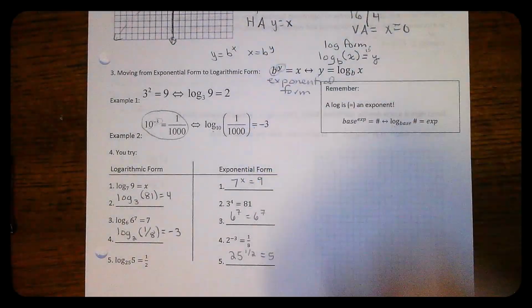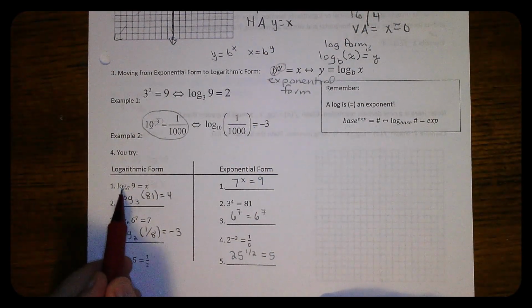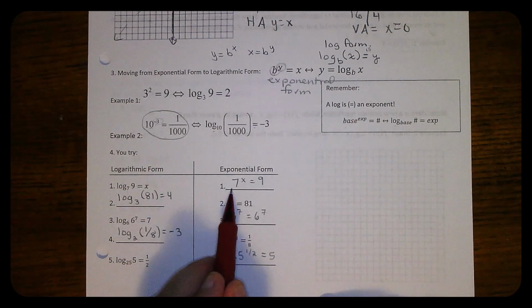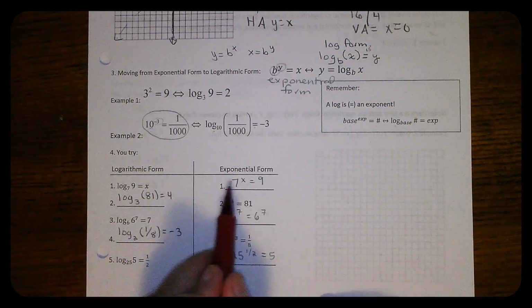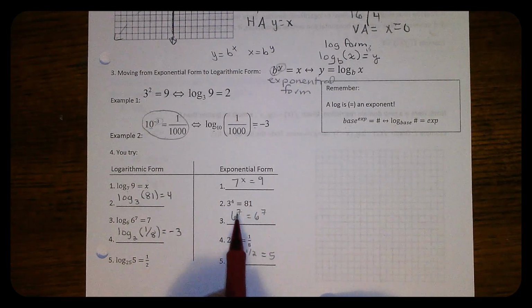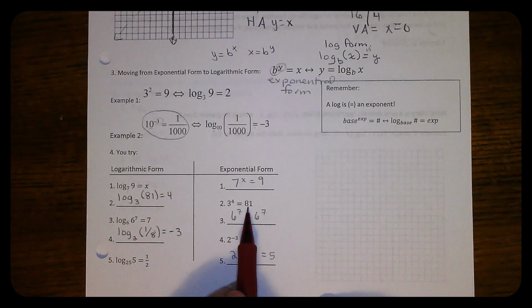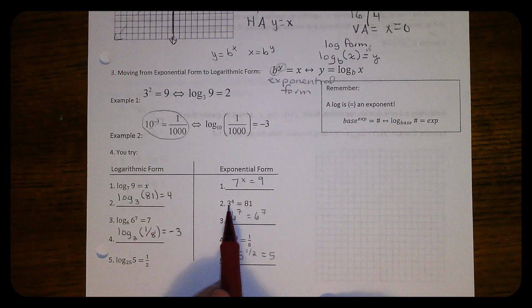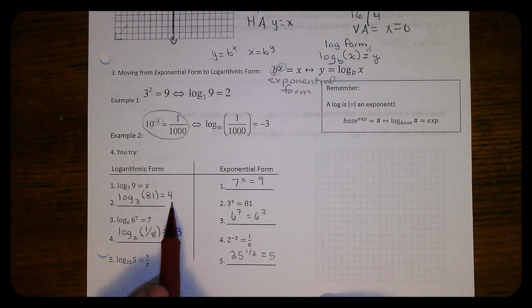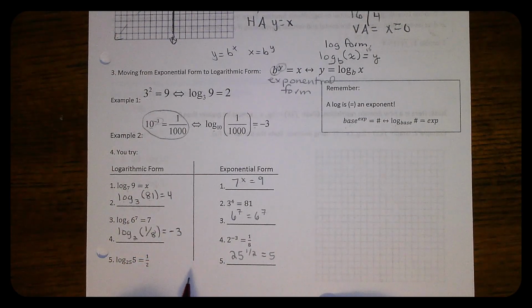All right, how did you do? So this is log form. Log base 7 of 9 equals x. So to convert that to exponential form, the 7 is the base. A log is an exponent. 7 to the x equals 9. This time I'm giving you exponential form. 3 to the 4th power equals 81. Written in log form, the base is 3. Log base 3 of the number 81 equals the exponent 4. A log is an exponent.